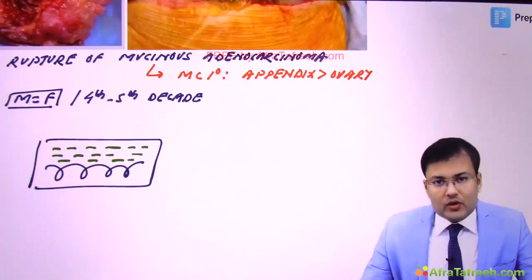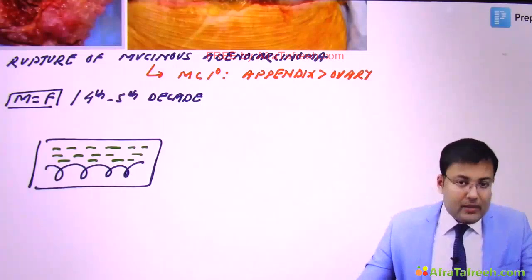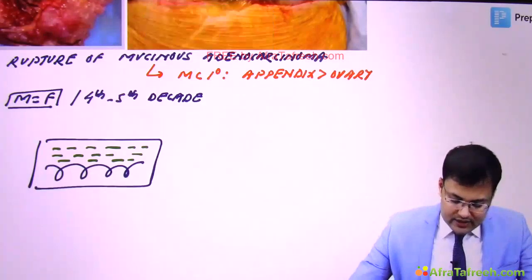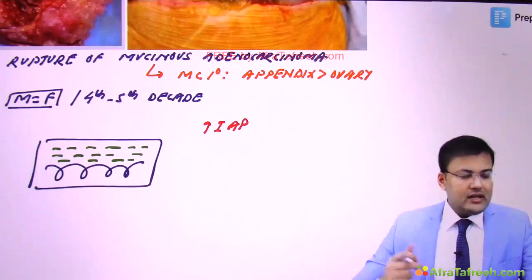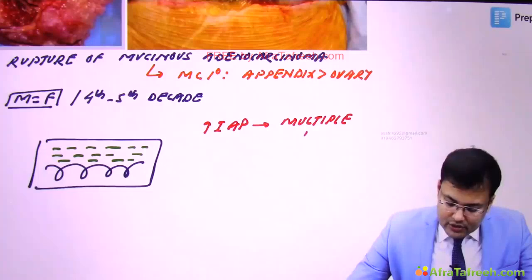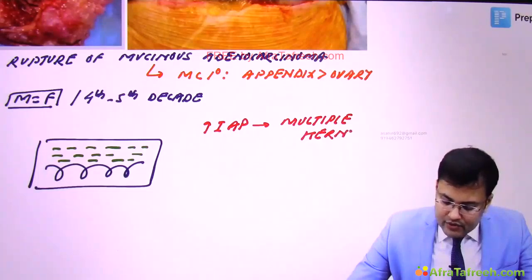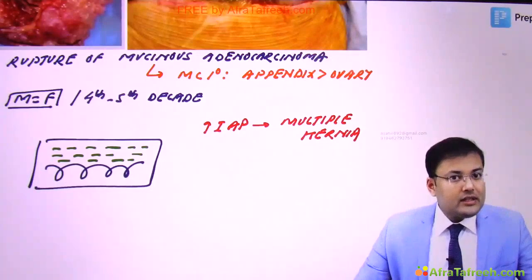One problem: over a period of time, since there is collection of jelly-like substance, there is abdominal distension, and because of this there is increased intra-abdominal pressure, and because of that the patient is going to develop multiple hernias. So someday this patient might come to your OPD saying, sir, I developed 2 to 3 hernias. Clear? So these are the presentations.